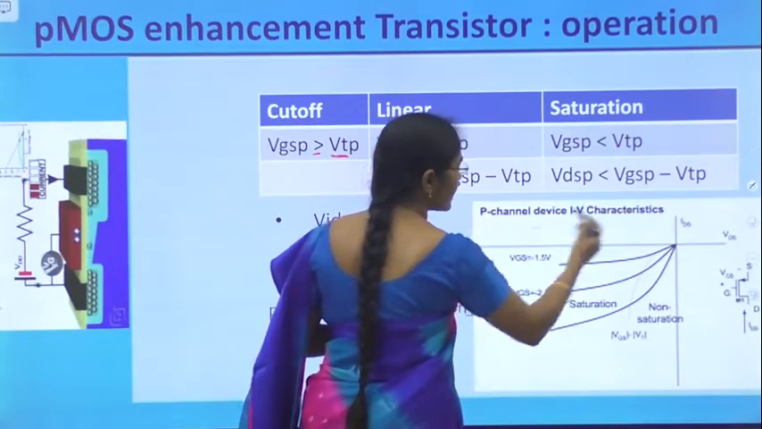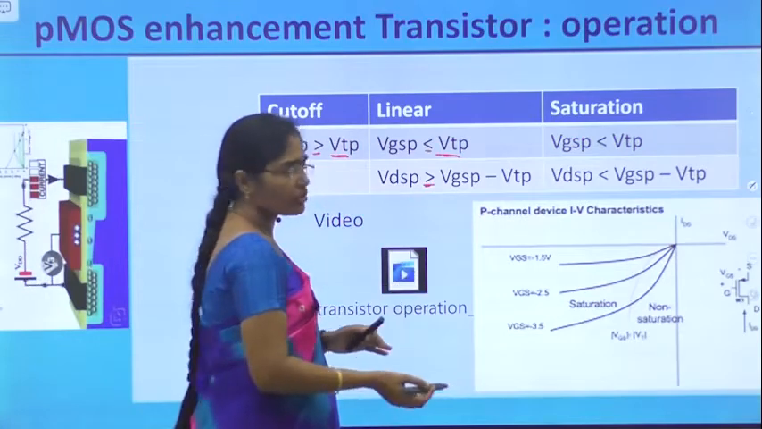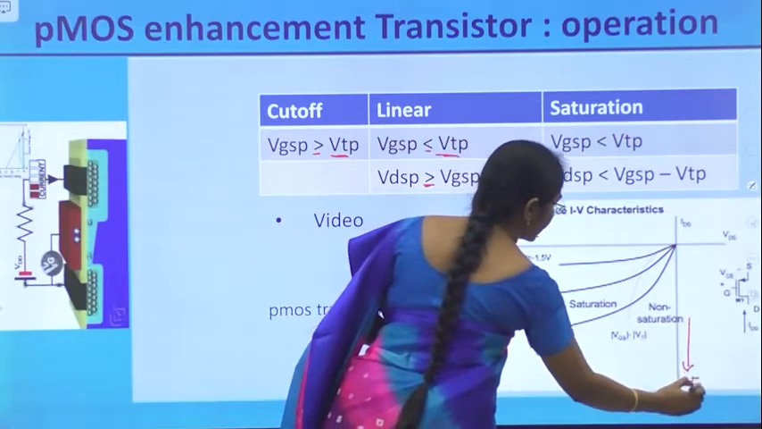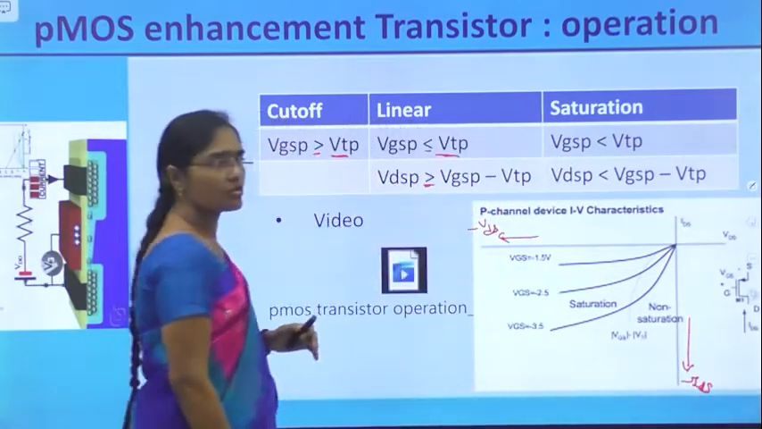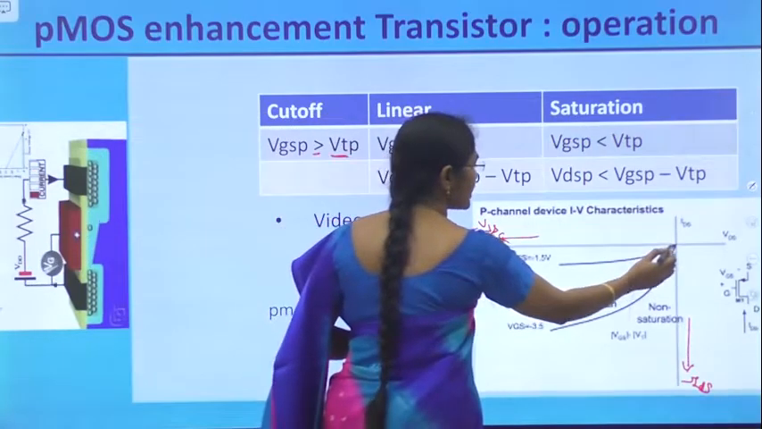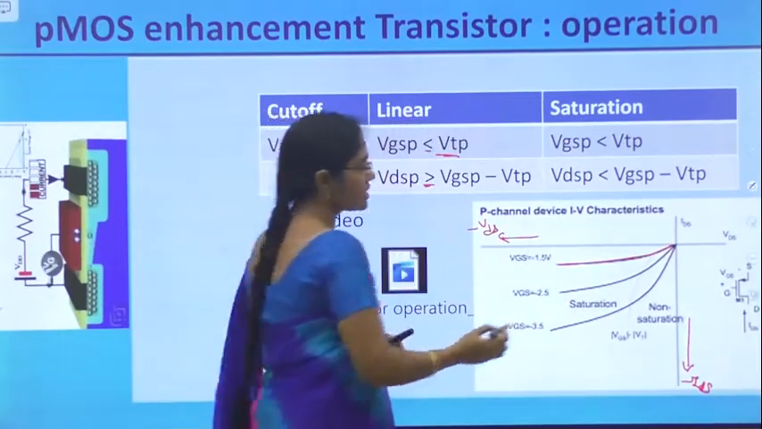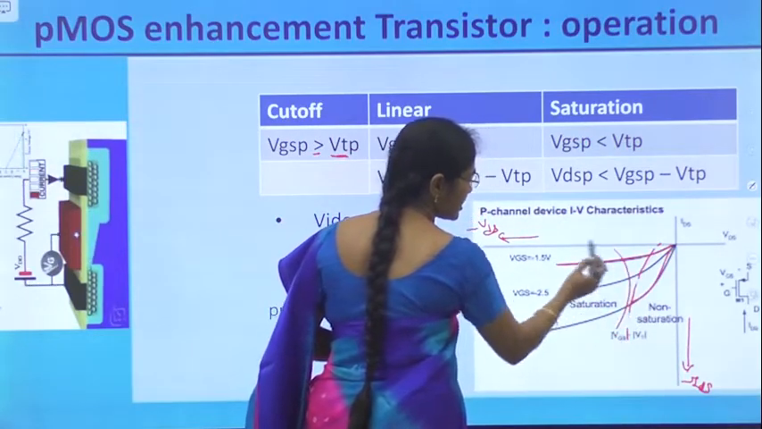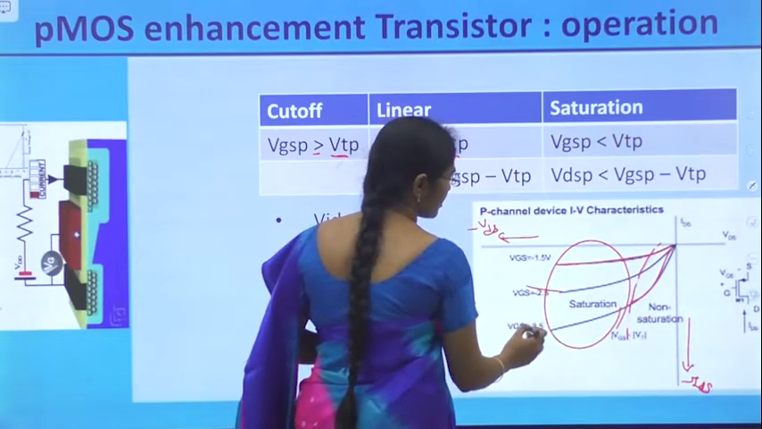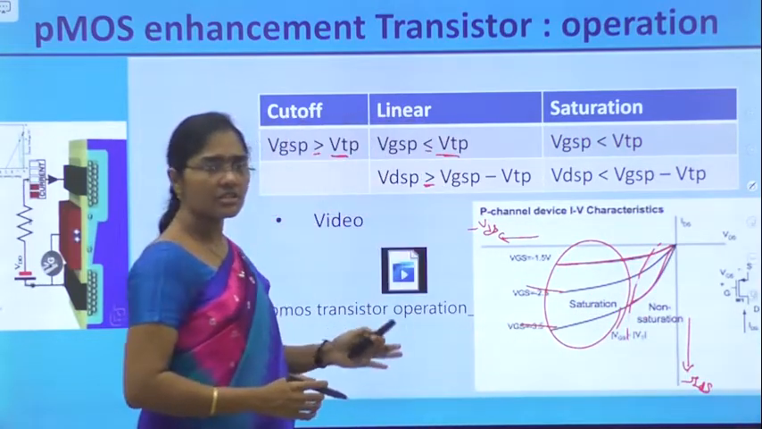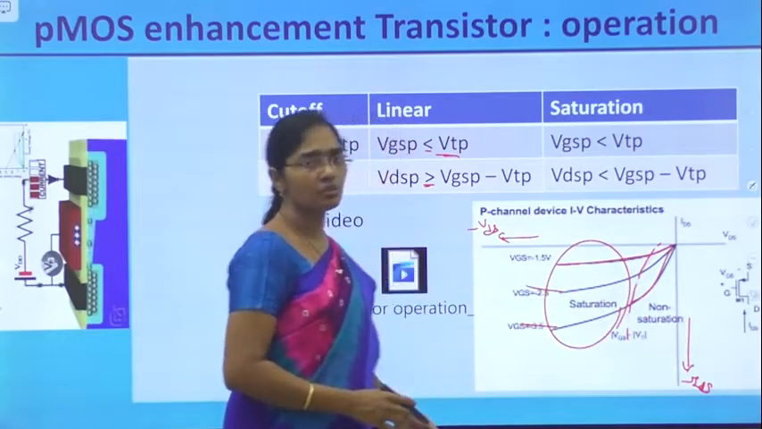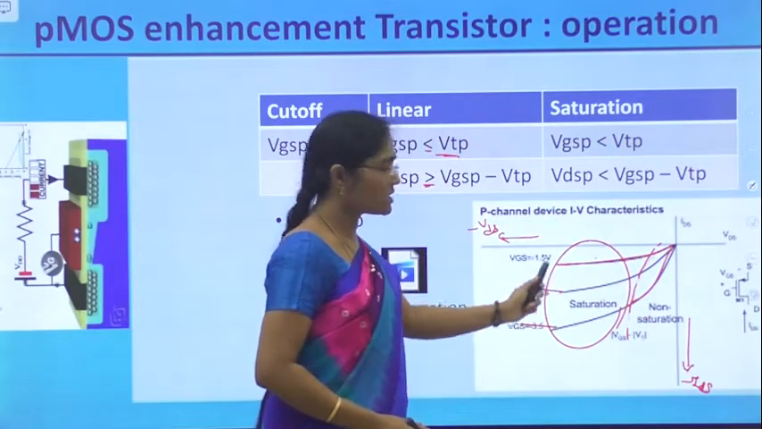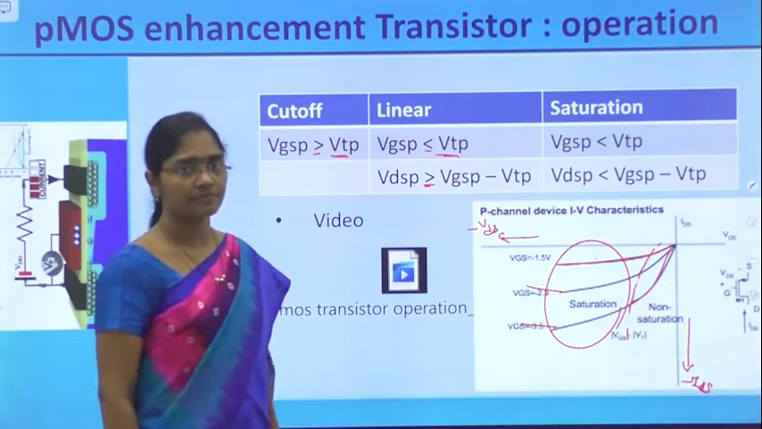And here the P channel characteristics are represented in the negative domain only, minus VDS and minus IDS. The current is negative and voltages are also negative. So current is following the same relation in saturation. Till the saturation, the current is changing. So this is non-saturation, and this region is saturation, where current is constant. In the saturation, current is constant. In the non-saturation, current is variable. And in the non-saturation, current is a function of VGS and VDS both. In the saturation, current is a function of VGS only.